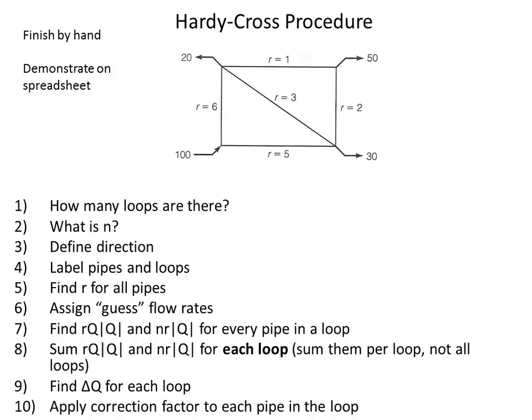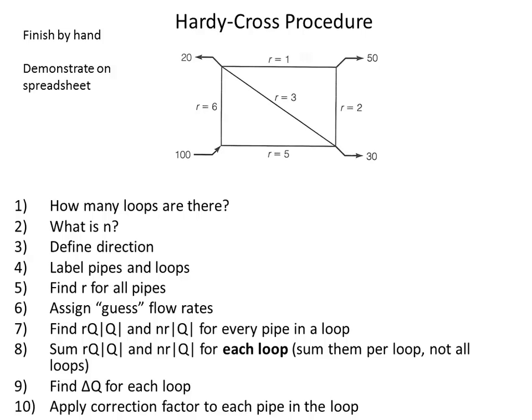And so simultaneously, when we go through this procedure of adding up the sum of R times Q times absolute value of Q divided by the sum of N R times the absolute value of Q, what Hardy-Cross figured out was that if you go through that process, you're simultaneously making sure that the continuity equation is satisfied and that the energy expression is satisfied, so that there aren't any preferential flow paths where the energy would be greater than or less than any other route. And so we're balancing that.